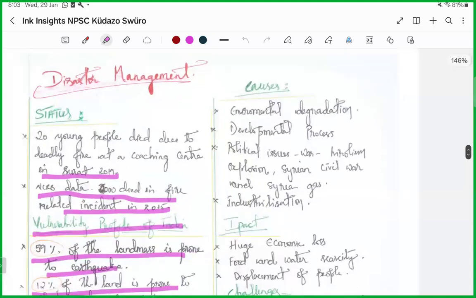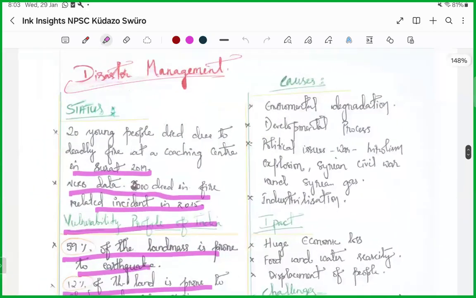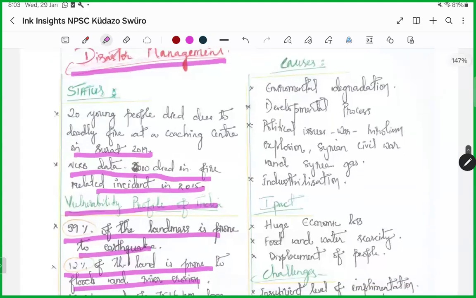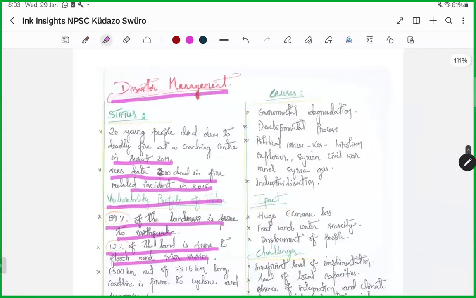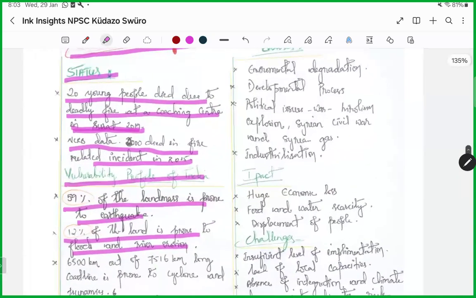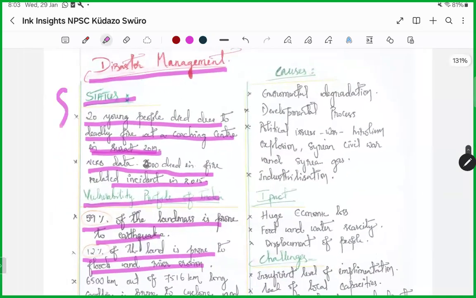Now, as we have seen before, tropical cyclones and extratropical cyclones cause disasters in India. So disaster management is also important for us. This is my notes. I have made a status on the disaster management. 20 young people died due to a deadly fire at a coaching center in Surat in 2019. So there are lots of disasters. This is just the status I have made.